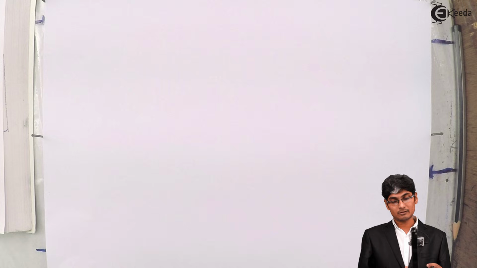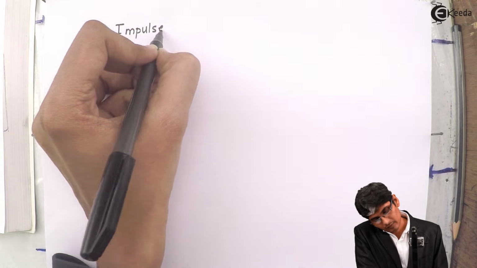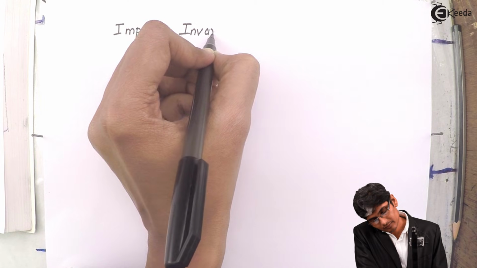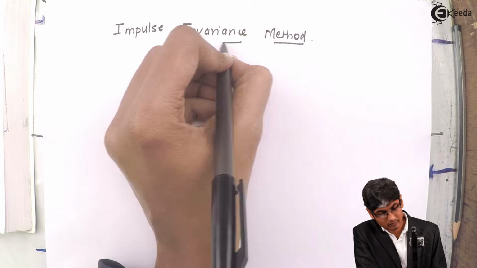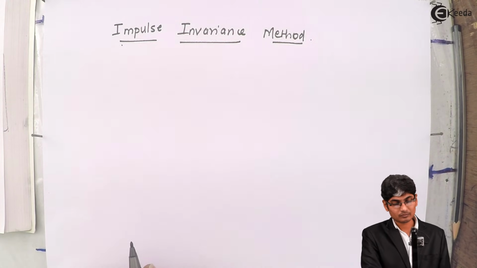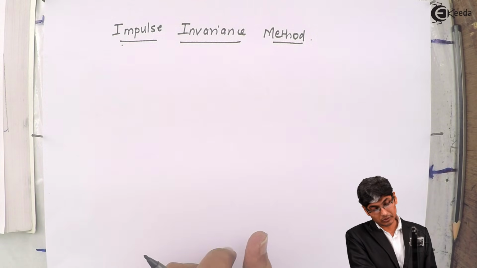Hi friends, let us understand how to design or devise a mapping technique of analog to digital filter transformation using impulse invariance method. So we will be devising today a method called the impulse invariance method. Now let us first see what will be the steps required in doing that.